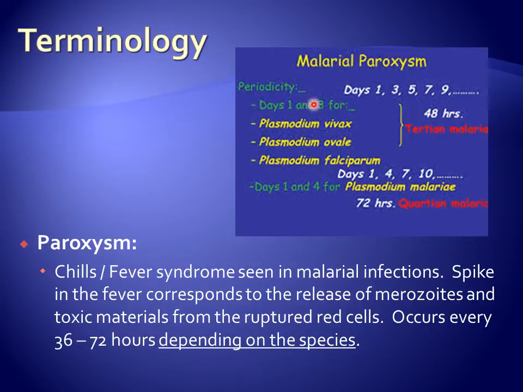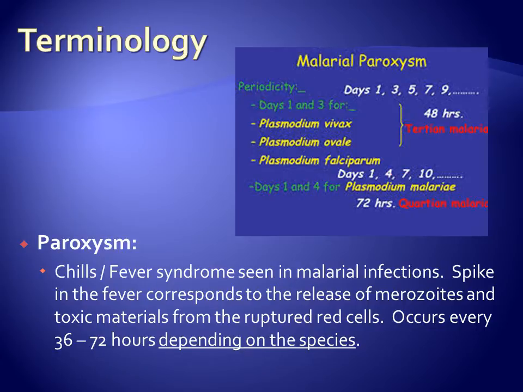So as we look at our chart up here, we talk about periodicity, this time between paroxysms. If the paroxysm occurs on day 1, and then again on day 3, and then again on day 5, etc., we refer to that as tertian malaria. And the 3 species that produce tertian malaria are P. vivax, P. ovale, and P. falciparum. On the other hand, the species Plasmodium malariae occurs on days 1, 4, 7, etc.